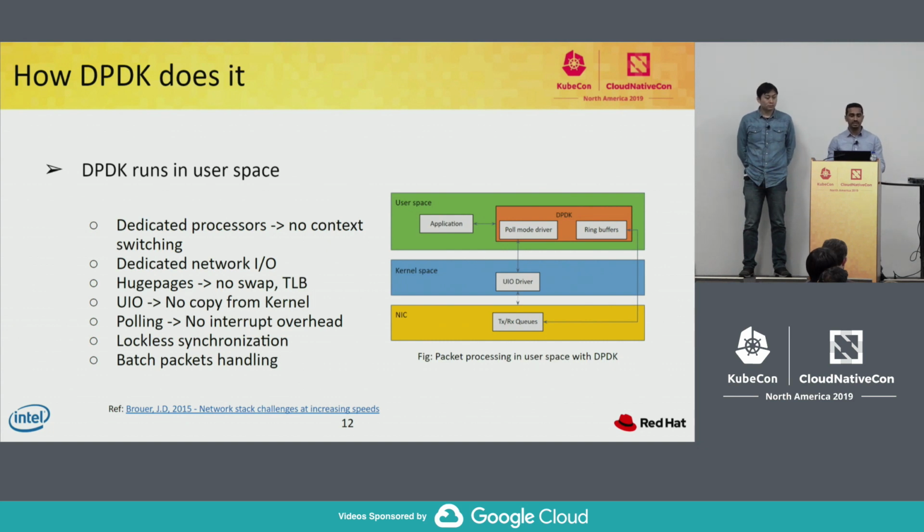DPDK basically takes dedicated processors instead of leaving it to the Linux scheduler to randomly schedule on different processors. It takes dedicated CPUs and assigns them to a certain device, and the driver runs in poll mode. So basically, the driver constantly polls the packets from the interface and gives them to the application directly. It also offers lockless synchronization, so you don't need to lock and unlock, and it utilizes ring buffers as well. And packets are also processed in batches instead of processing each single packet, which adds some additional improvement.